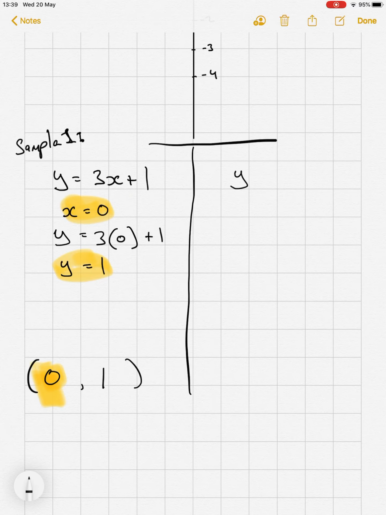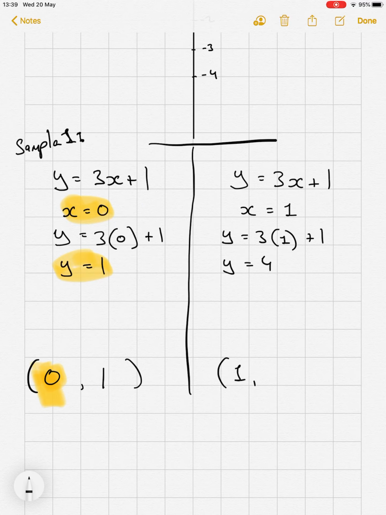Now let's go again, as we need 2 points to draw a line. Write out my equation again, 3x plus 1. I would always say the second easiest point to find is to let x equal 1. You could let x equal whatever you want, you could let x equal 50 if you want, but it might be hard to plot that. So I'm just going to let x equal 1. Every time I see x, I replace x with 1. So y is equal to 3 times 1, which is 3, plus 1 is 4. Now the x bit is 1, the y bit is 4, and now you have 2 points.